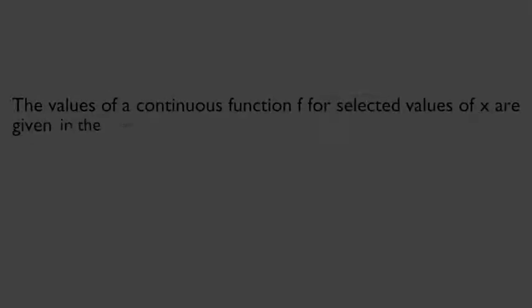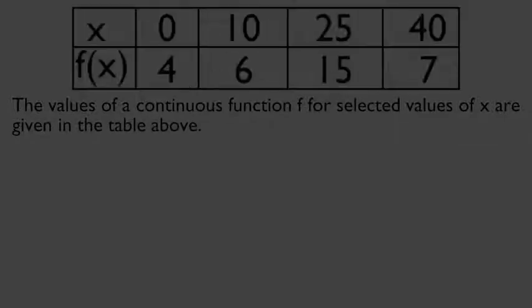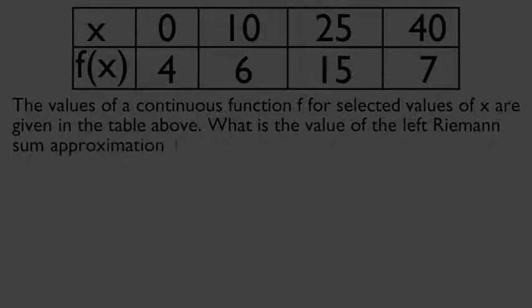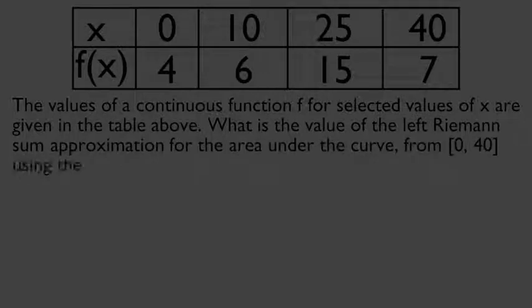The values of a continuous function f for selected values of x are given in the table above. What is the value of the left Riemann sum approximation for the area under the curve from 0 to 40, using the subintervals from x is 0 to 10, 10 to 25, and 25 to 40?